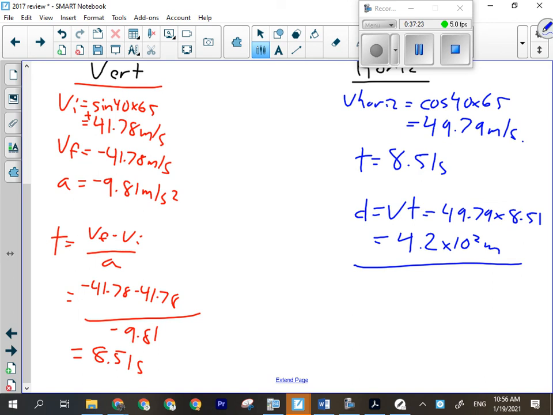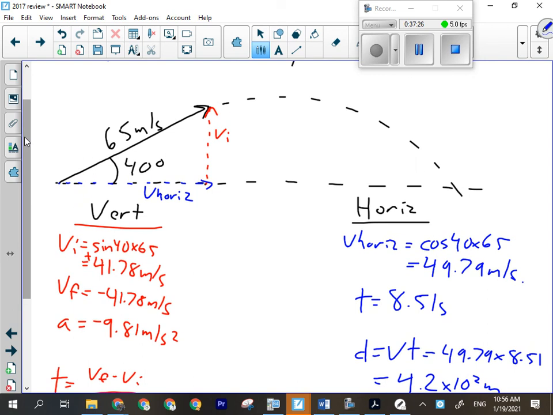Okay. What changes if I'm looking for the maximum height? Maximum height occurs right here. Right? VF becomes what? 0. The vertical velocity at that point is 0 because that's where it's turning around and starting to fall back down. This will find us our maximum height, which is our vertical displacement. So I know VF, I know A, and I know VI. That doesn't change. And I'm looking for D.